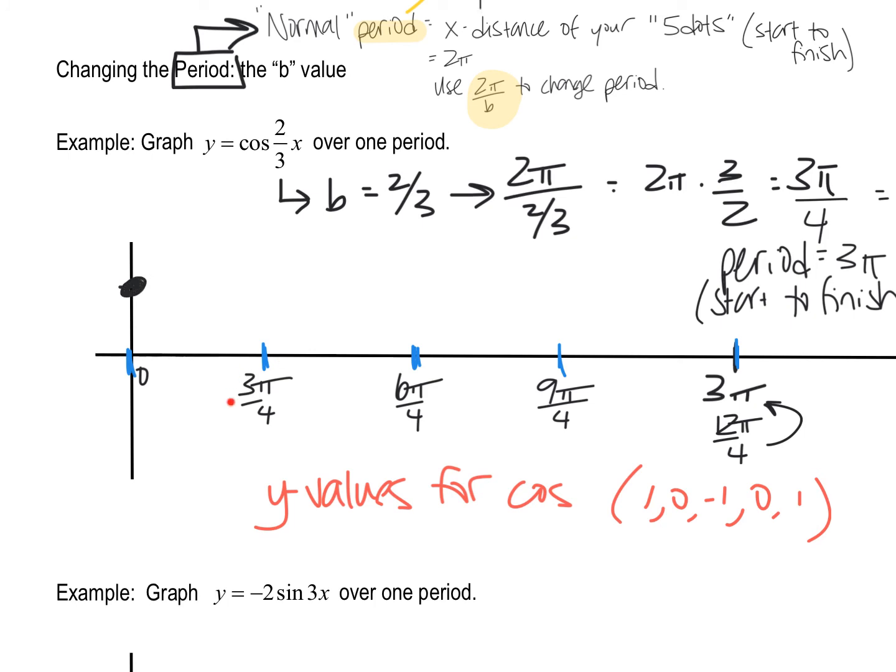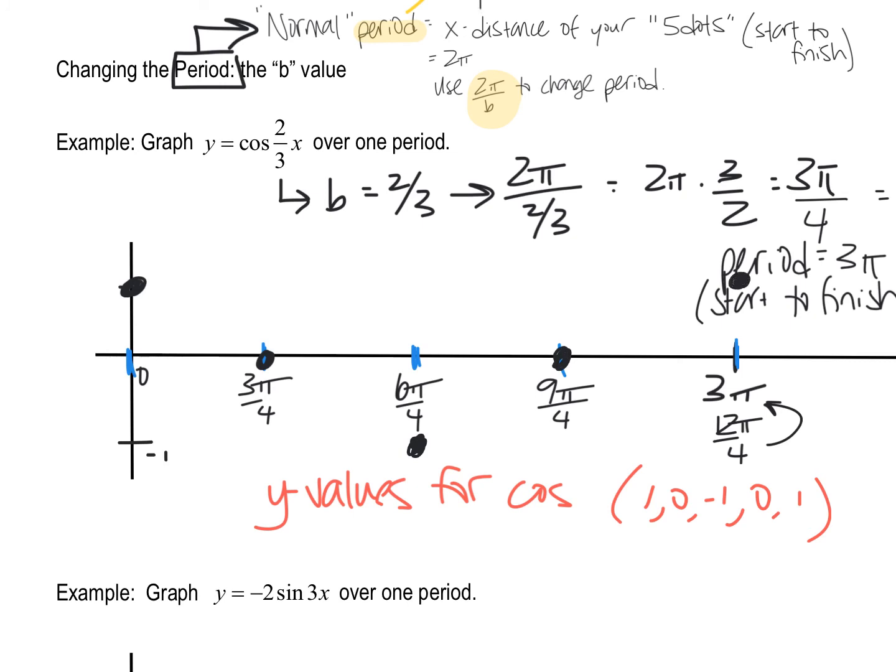At 3 pi over 4, I already have that labeled. My Y value is 0. That's my second dot. Do you see that it's making the shape of the cosine now? At 6 pi over 4, my Y value is -1. That's going to go down here. I'm going to label this -1. And then again 0. And then again 1.